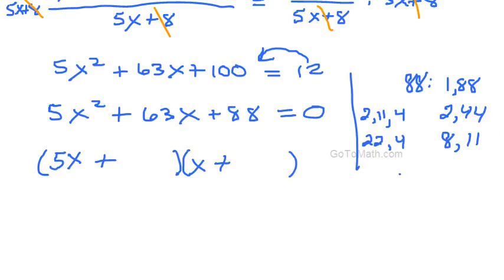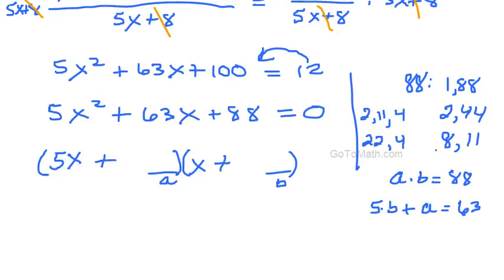Okay, we know that we have to have two numbers multiplied together that give us 88, and we've also got this number here. So if this were an A and this were the B right here, then A times B is 88. But we're going to need 5 times B plus A to be equal to 63. So this might help us out here. Let's run through some of these numbers.